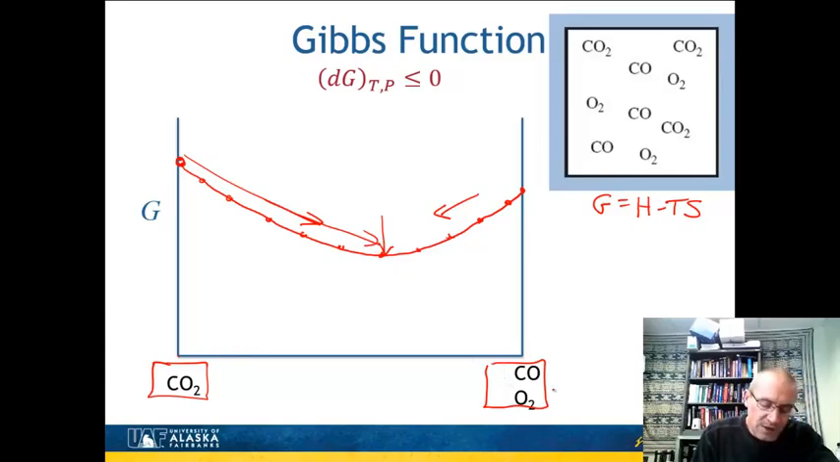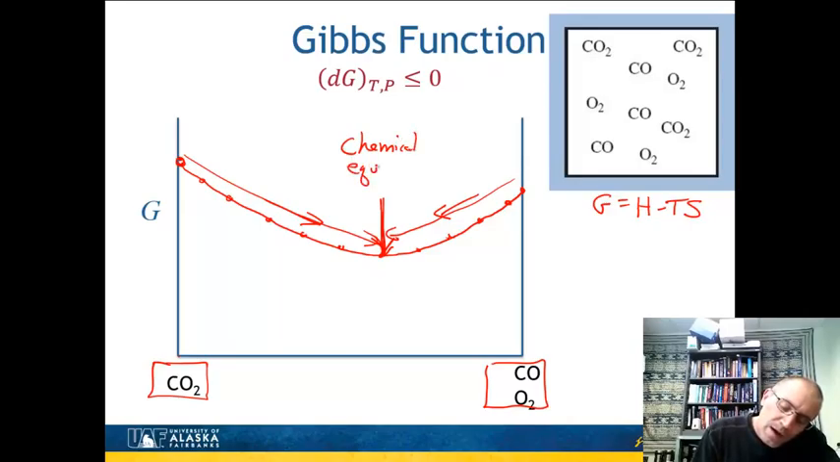And if I had all CO and O2 molecules, it's going to go in this direction, and there's going to be the happy medium. This right there is chemical equilibrium, as determined by thermodynamics. All right?